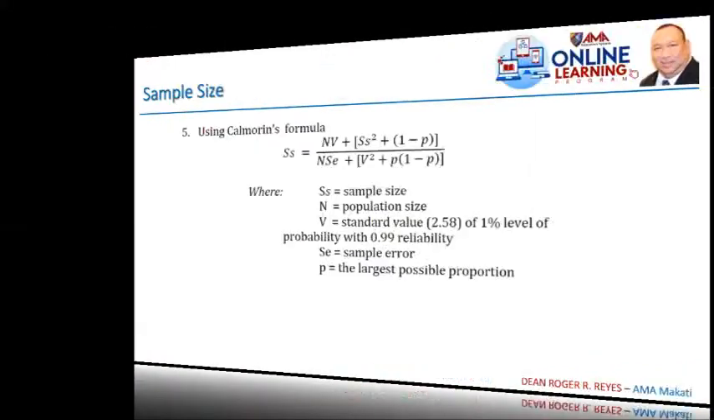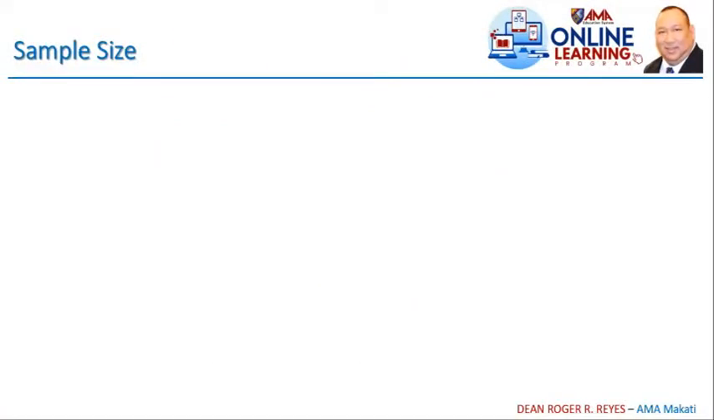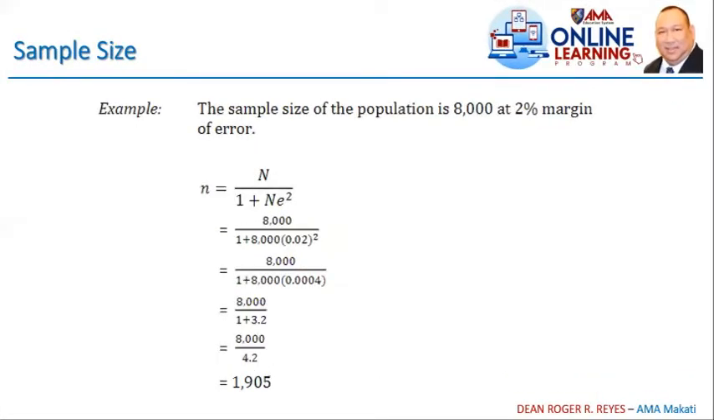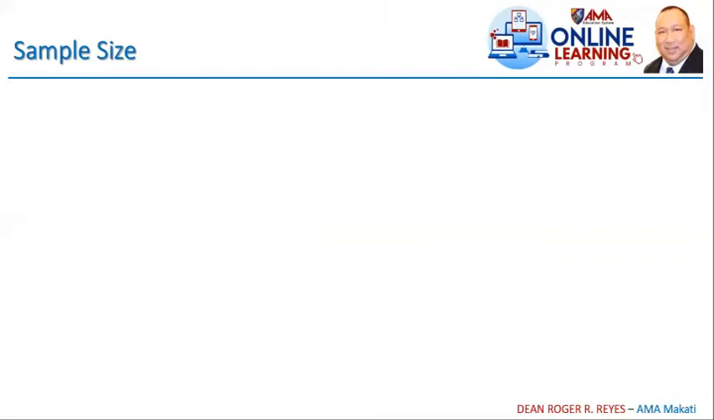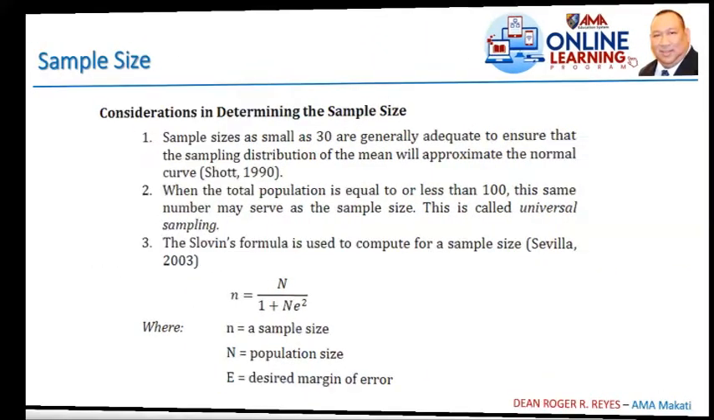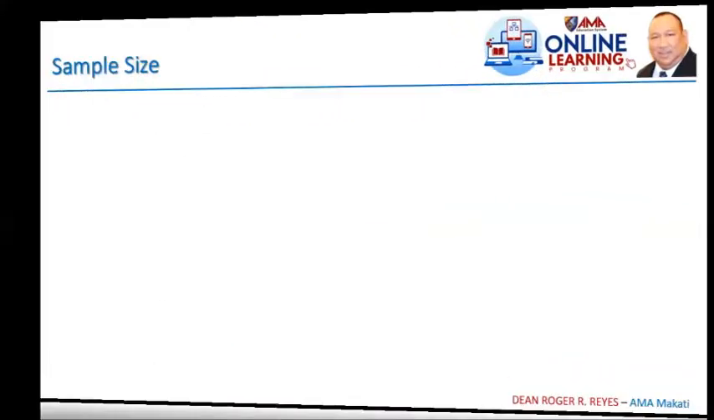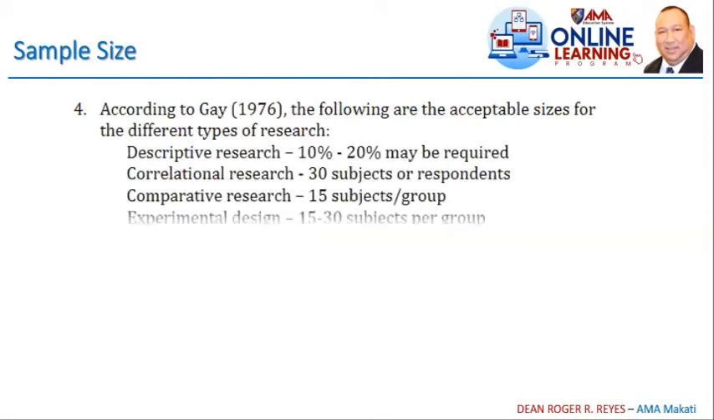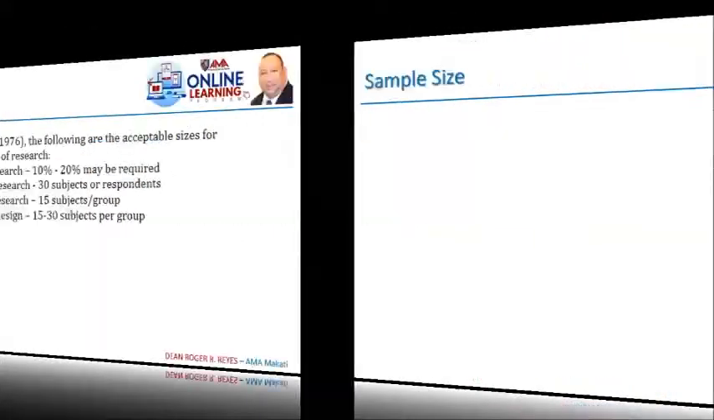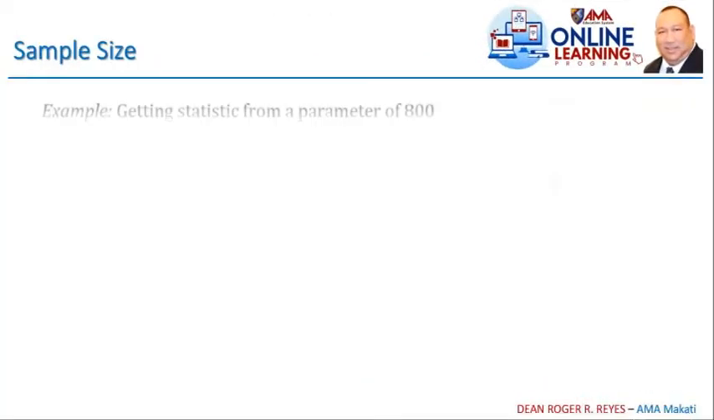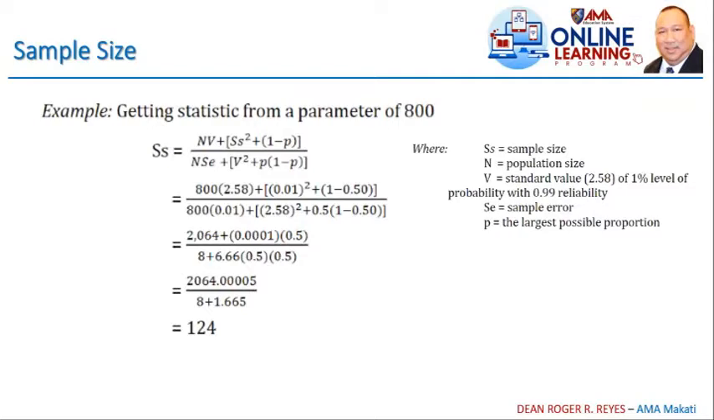Kanina, let's look at dito kay Slovin's, 8,000, itong 1,905, di ba parang mga 20% na rin siya of 8,000. So remember, ang sabi ni Gay, so this is 20%, almost 20%. Katulad nga na sabi ni Gay, 10 to 20% may be required. So halos pare-pareho lang din, equivalent naman sila ng percentage. Tingnan natin yung kay Calmorin, out of 800, 124. So a little less than 20% because 20% will be 200. So mga 15%. So between 10 to 20% pa rin siya.